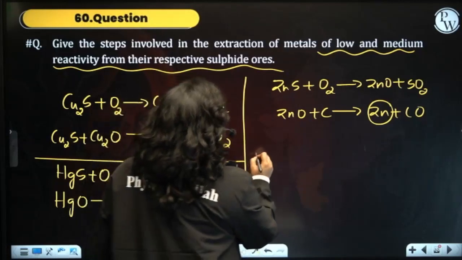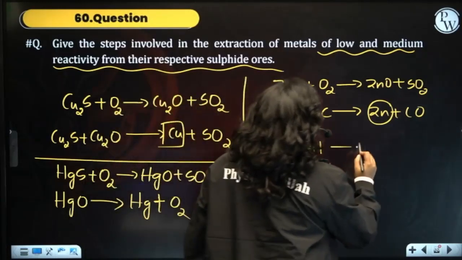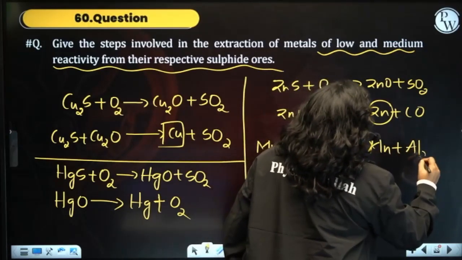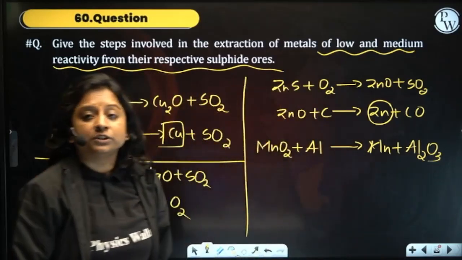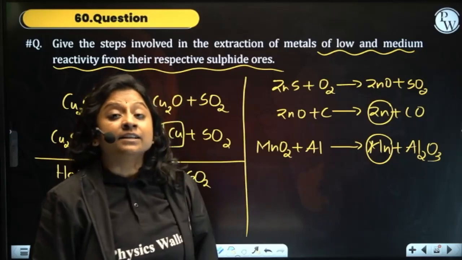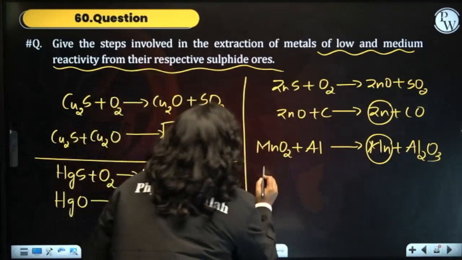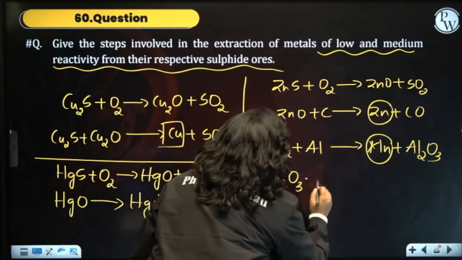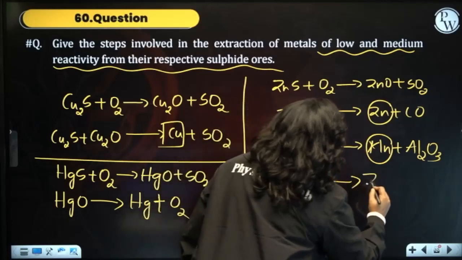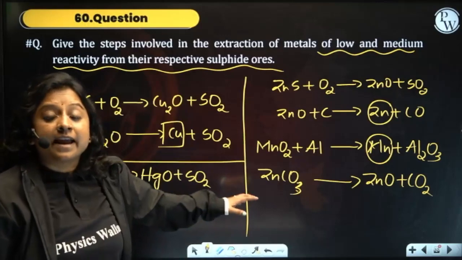Now if you want to extract manganese, MnO2, use aluminium as the reducing agent, and you can extract manganese with the formation of Al2O3, right? So here you got Mn reduced. Manganese is nothing but what? Medium reactivity metal. Zinc also can be extracted in the carbonate form by heating it in the absence of oxygen, and you get zinc oxide plus carbon dioxide. Right? This is the calcination method.